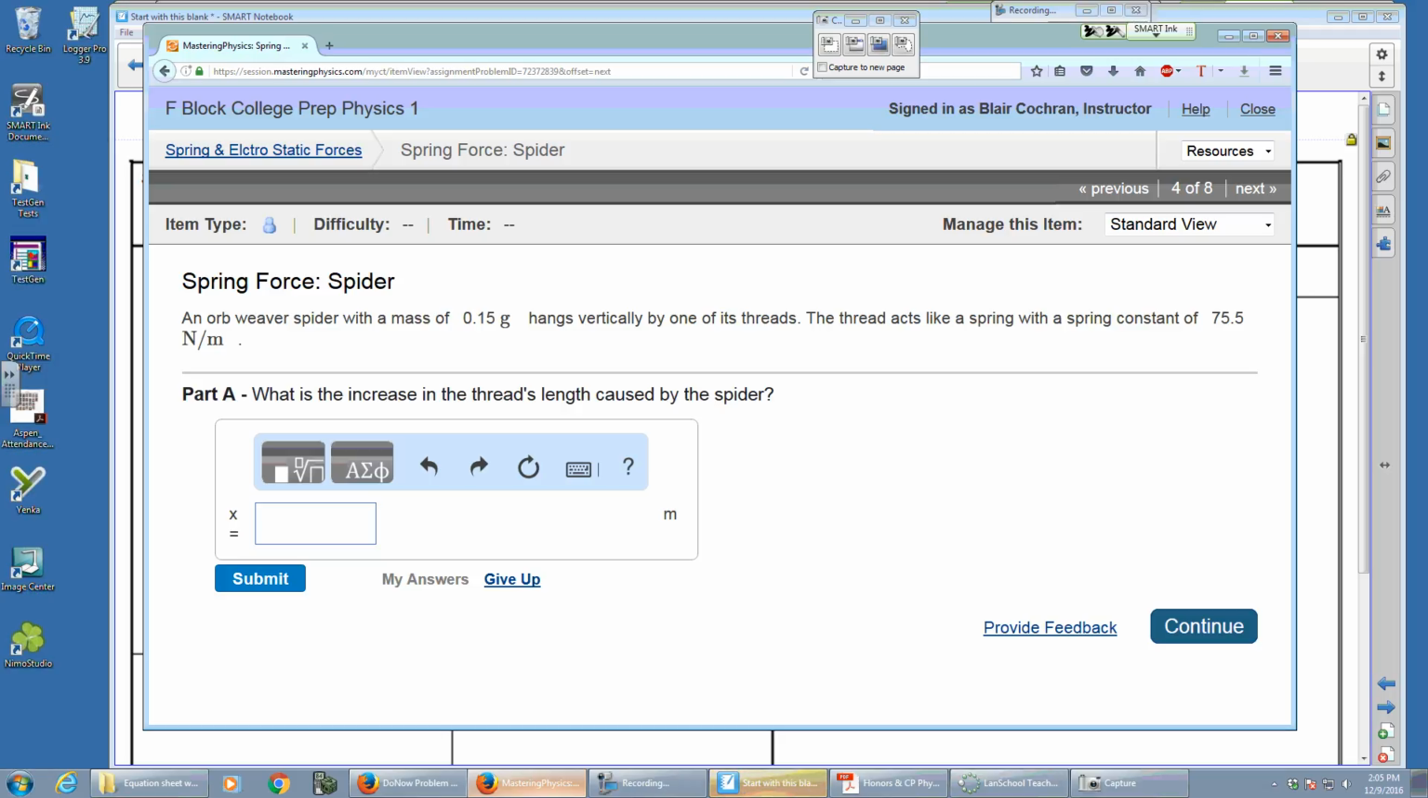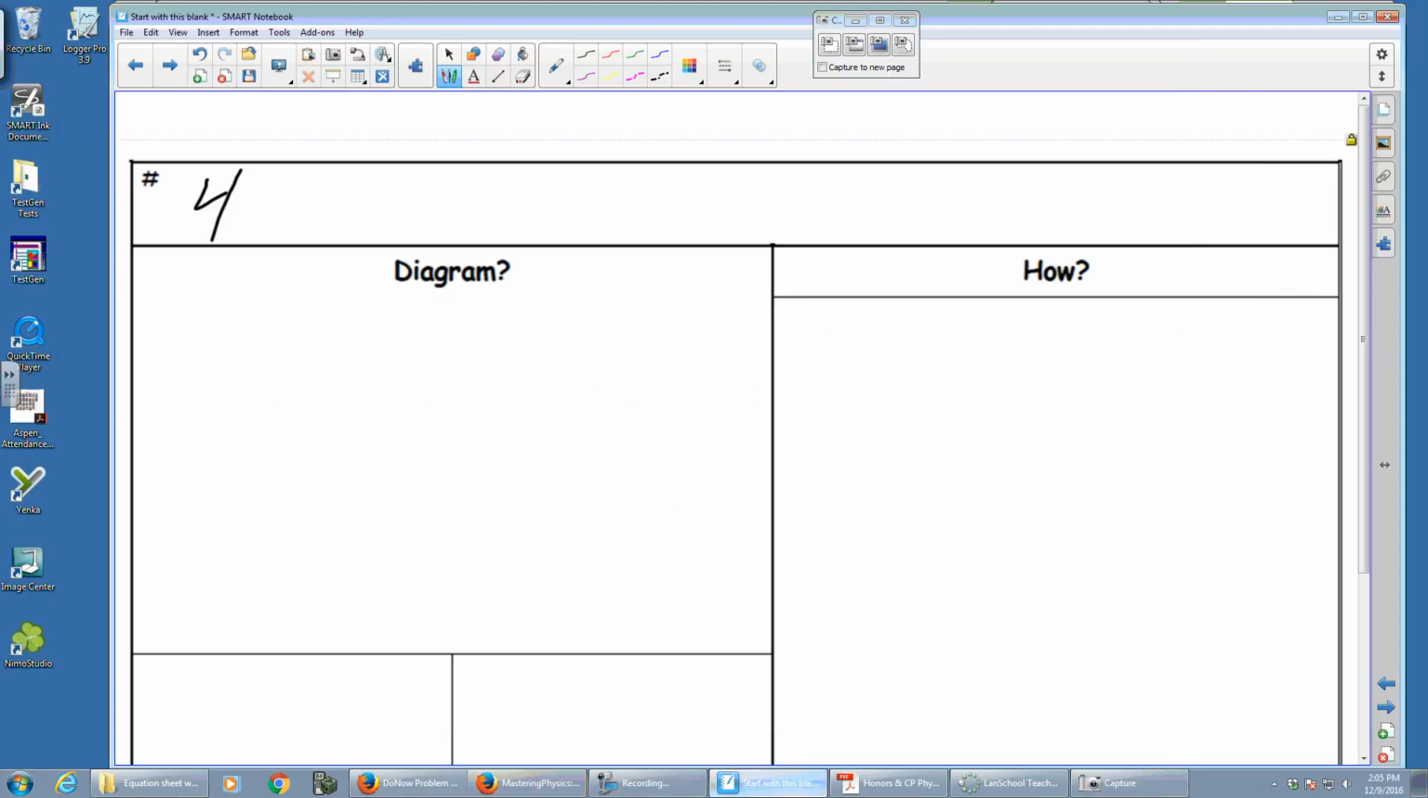Alright. So we've got a spider mass of 0.15 grams. Do we want to leave that in grams? Oh, no. What do we want it in? Okay. Kilograms. Hangs vertically from one of its threads. Thread acts like a spring with this spring constant. What's the increase in thread length caused by the spider? This one is a diagram. And it's a diagram exactly like we had on those force diagrams we did.